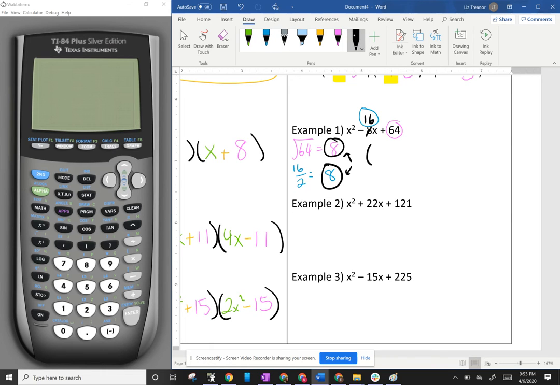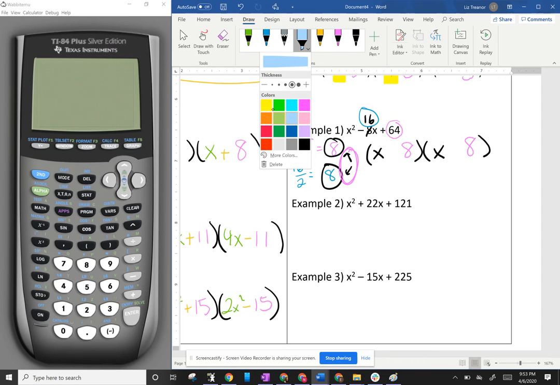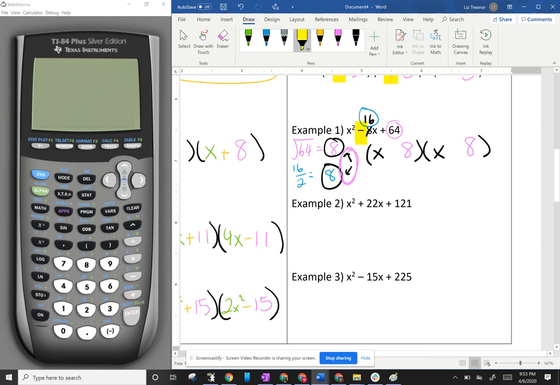Which means we're going to rewrite this as two binomials. We got x in the front of both this time. This number here that matches is 8, and we're going to keep this sign. So this minus sign, we get minus 8, minus 8. And we can rewrite this as x minus 8 squared.